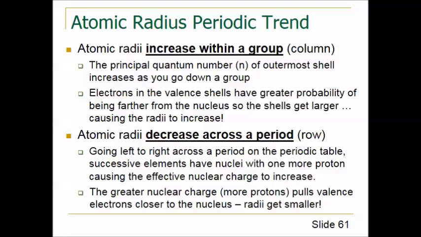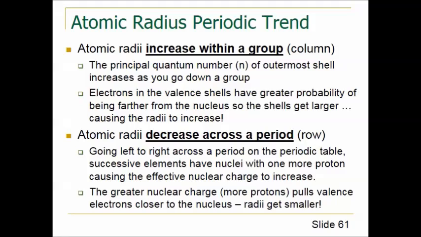If you've got greater and greater positive charge in the nucleus, that's going to pull on the valence electrons with greater and greater force. So therefore, the valence electrons get pulled closer and closer to the nucleus as you go across the row. So by the time you get to neon in row 2, there are so many protons in the nucleus in neon that the valence electrons have been pulled closer and closer to the nucleus. So neon is the smallest atom in row 2.